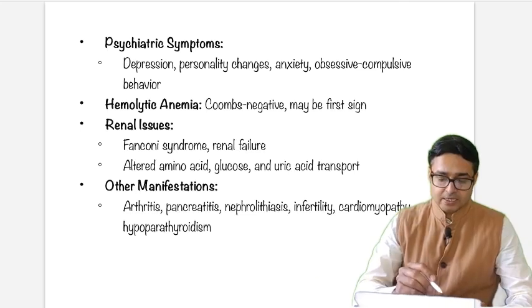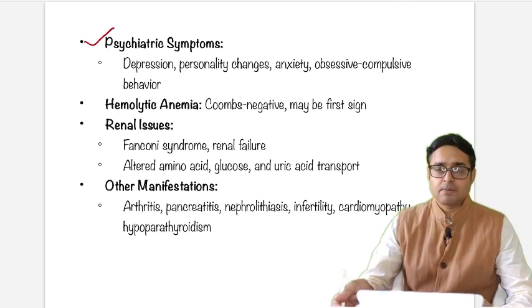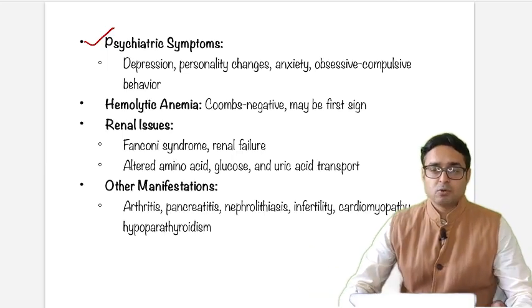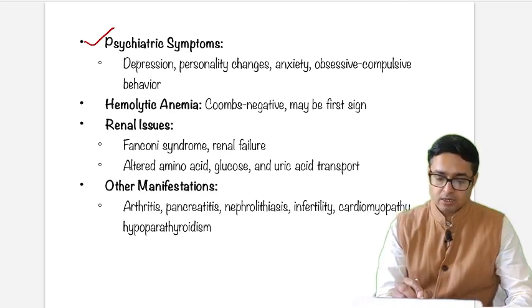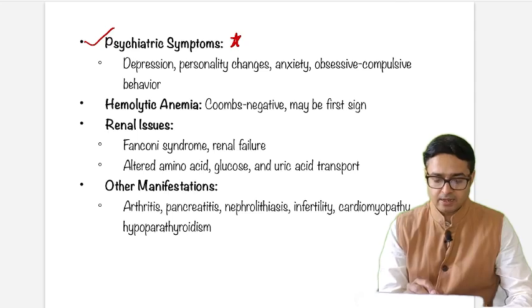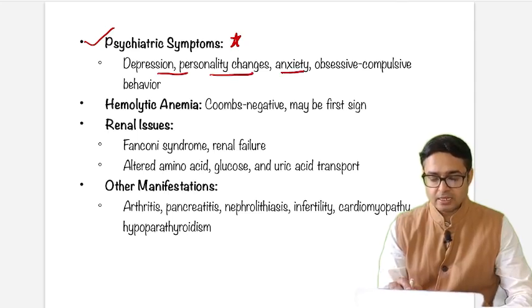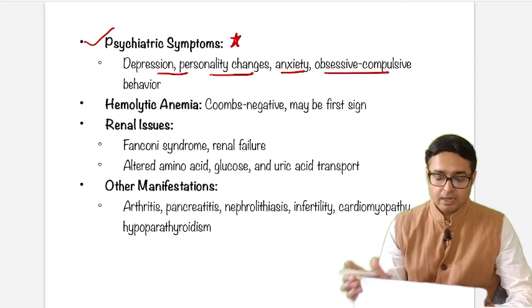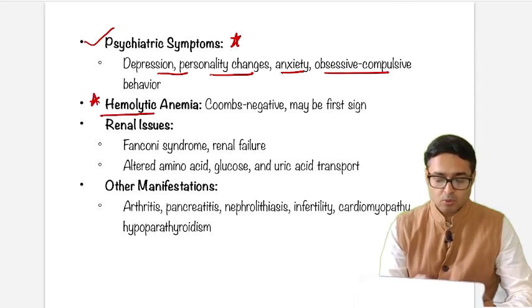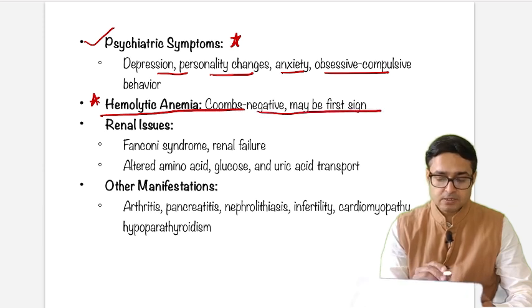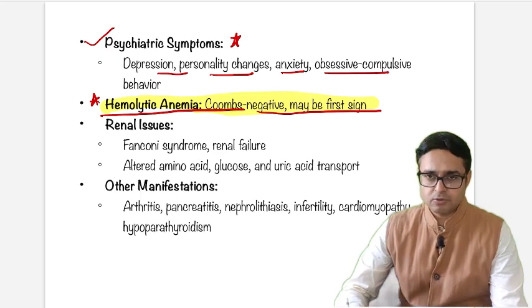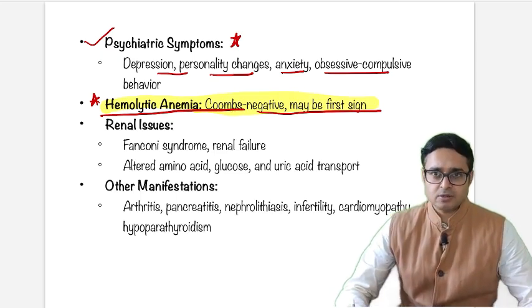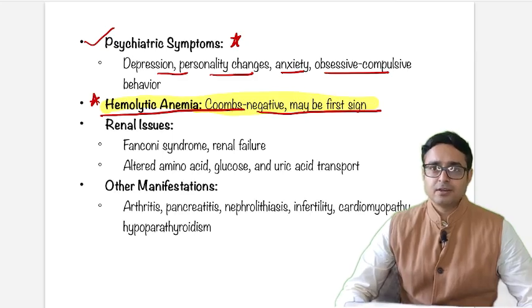Again, we are discussing psychiatric symptoms. Wilson disease can present with psychiatric symptoms. The patient goes to the psychiatry OPD and later it turns out to be Wilson disease. This is a very important consideration and differential point, with depression, personality changes, anxiety, and OCD disorders possible. Again, a very important thing: Coombs-negative hemolytic anemia may be the first sign. A hematologist or pediatrician is evaluating a patient with anemia with no other features, and finds hemolytic anemia, like increased LDH and other parameters of hemolytic anemia, with a Coombs test that is negative.